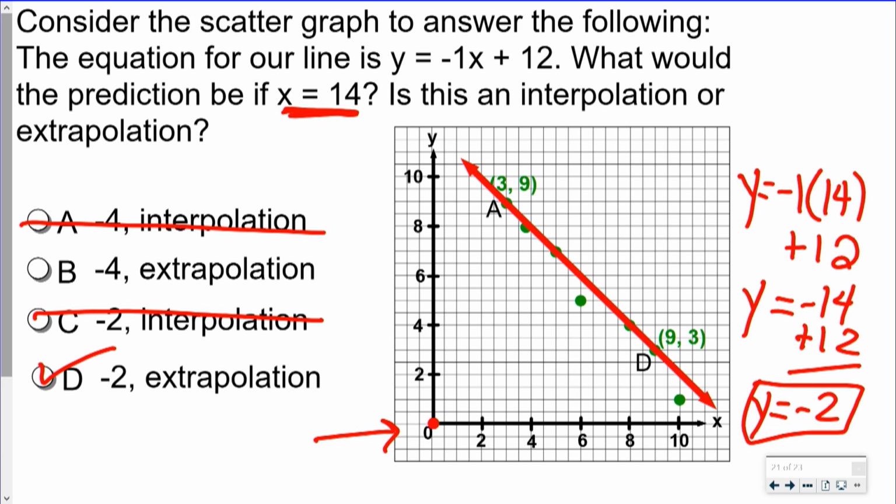So we've looked at scatter plots. We were able to determine whether or not a scatter plot is linear or nonlinear. If the scatter plot is linear, we were able to determine the association, also known as correlation, whether it was positive, negative, or no correlation. Then we were able to create a line of best fit, create an equation to represent the line of best fit, and then find values for a prediction using our equation.